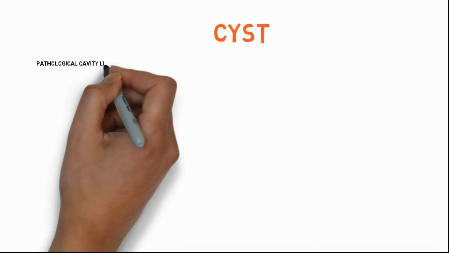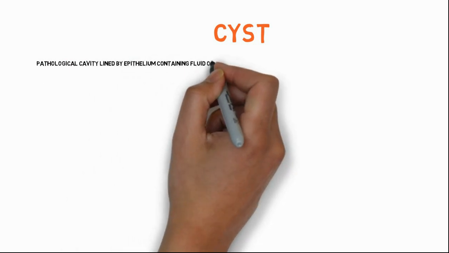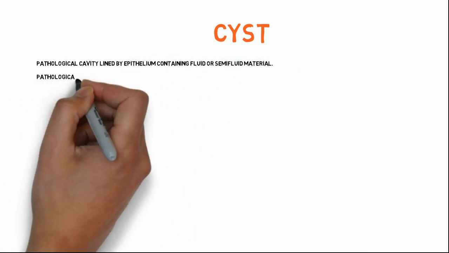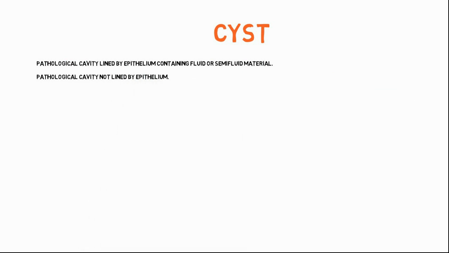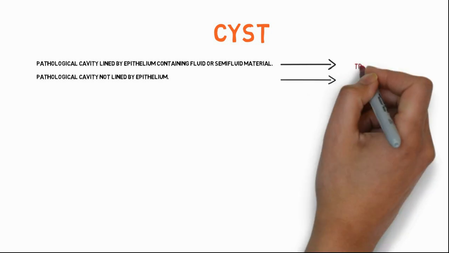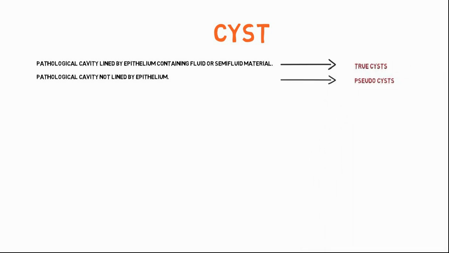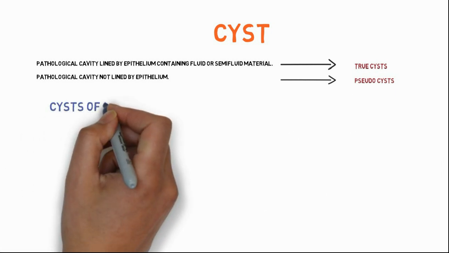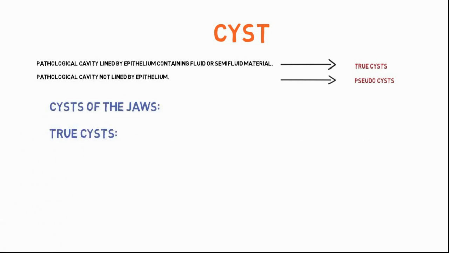A cyst is a cavity surrounded by epithelium and has a lumen containing fluid. There are two types of cysts. One, true cysts, which is a pathological cavity lined with epithelium. Two, pseudocysts, which is a pathological cavity not surrounded with epithelium. True cysts may be odontogenic or non-odontogenic.